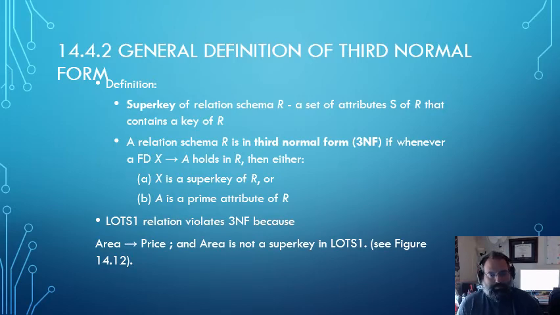14.4.2 General definition of third normal form. Definition of superkey of a relation schema R: a set of attributes S of R that contains a key of R. A relational schema R is in third normal form if whenever a functional dependency X implies A holds in R, then either X is a superkey of R or A is a prime attribute of R. Lots 1 relation violates third normal form because area implies price and area is not a superkey in lots.